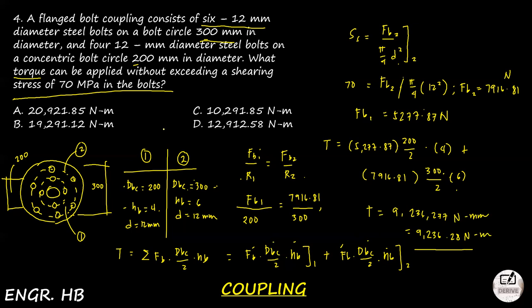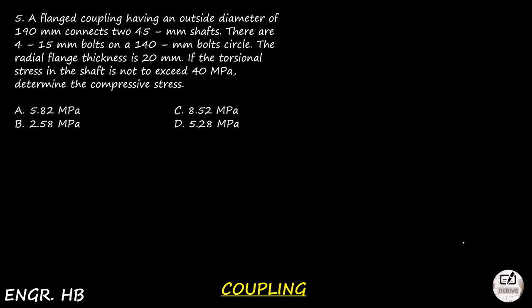So just ask your proctor here. Okay, so the final answer is 9,236.28. So yun, for the last question: a flange coupling having an outside diameter of 190 mm connects two 45 mm shafts. There are four 15 mm bolts on a 140 mm bolt circle. The radial flange thickness is 20 mm. The torsional stress in the shaft is not to exceed 40 megapascals, determine the compressive stress.